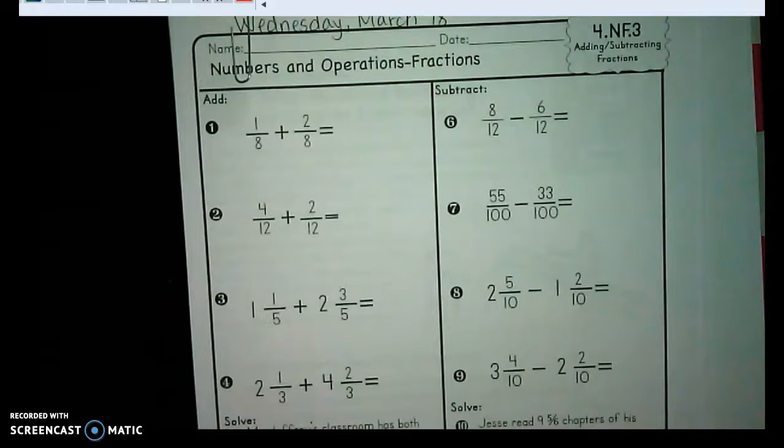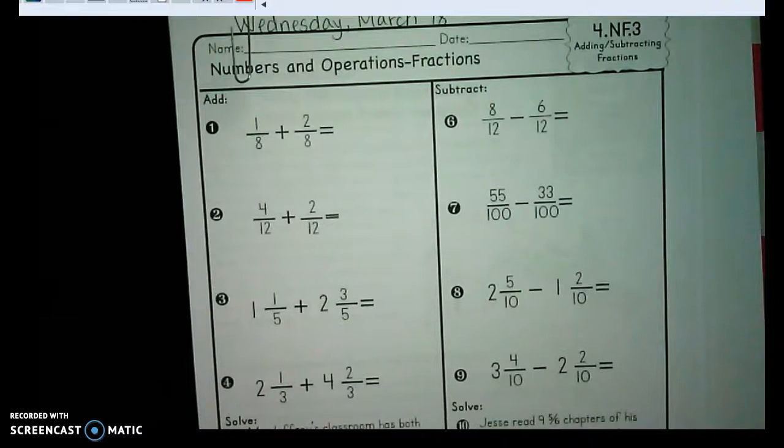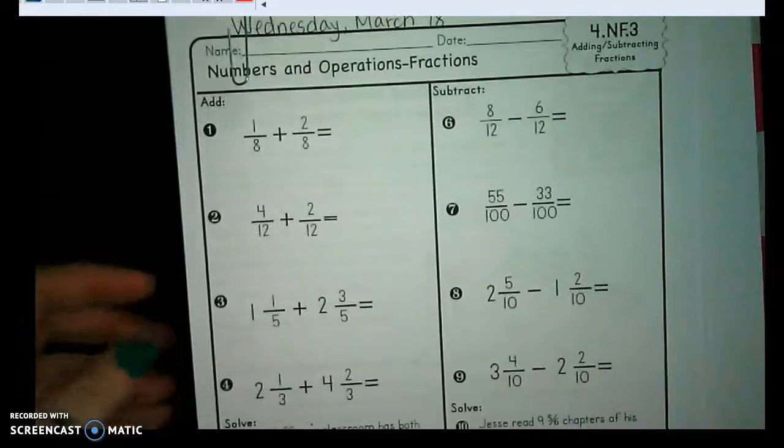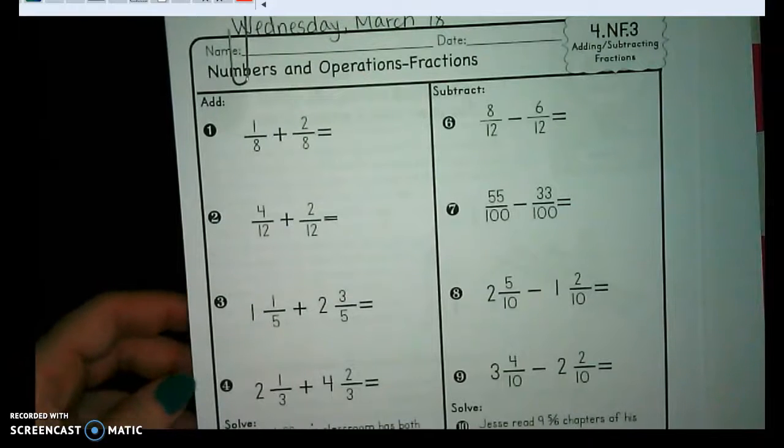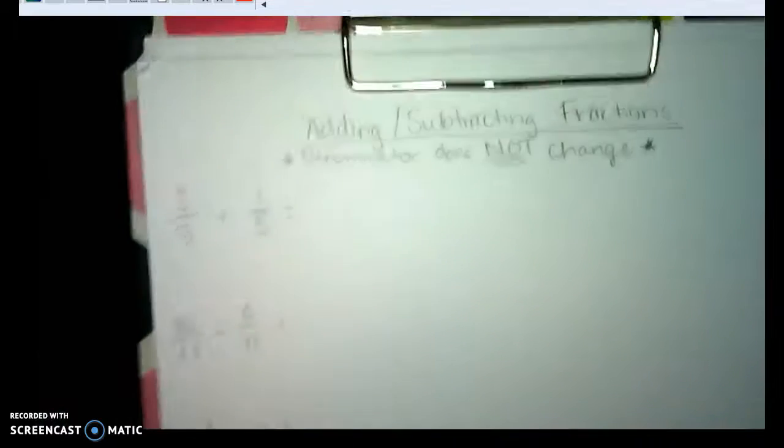Today I'm going to be reviewing adding and subtracting fractions, and this is the sheet that you should be doing for math today. There are 3 or so different types of problems on here, so I'm going to go over a couple of examples of each of them. So here are the examples that I've made.